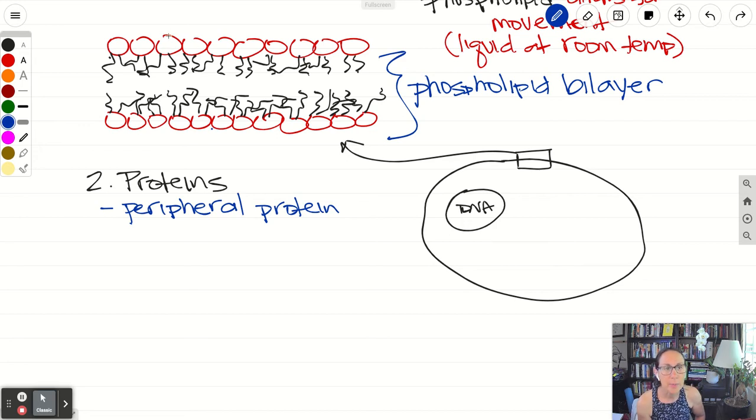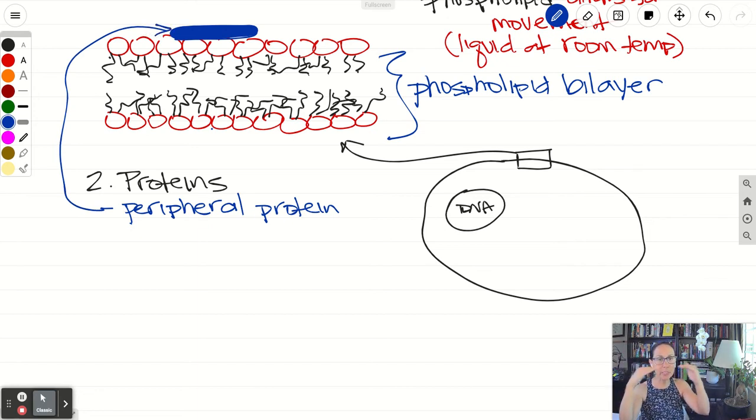Okay, so for example, I'm going to draw a peripheral protein here. I'm going to make it blue, and I'm just going to make it like this. It is only touching the heads of the phospholipids. Okay, so that is an example. Let me put an arrow here so you can see what I'm talking about. That just means it doesn't go all the way through the plasma membrane. It's only touching the heads. So these proteins stick to a hydrophilic head of a phospholipid. Remember, the phospholipid has the head that loves water, called hydrophilic, and that's what these proteins stick to. So this peripheral protein is on the outside.